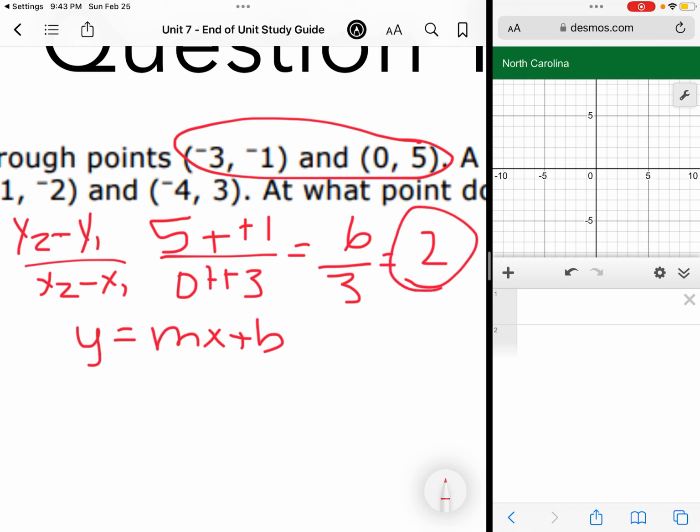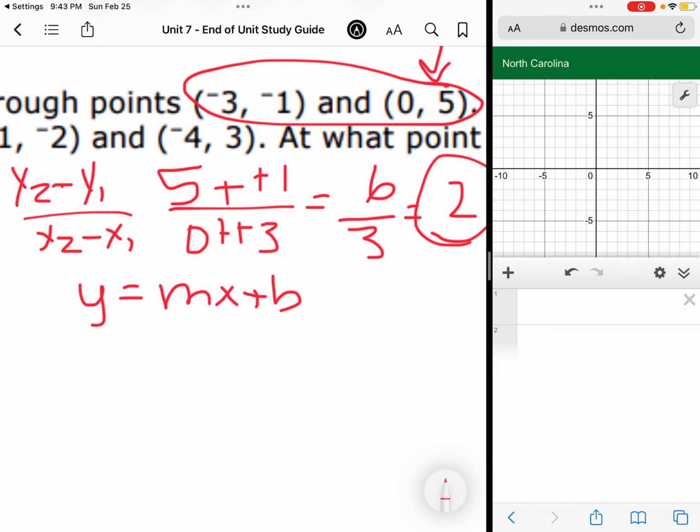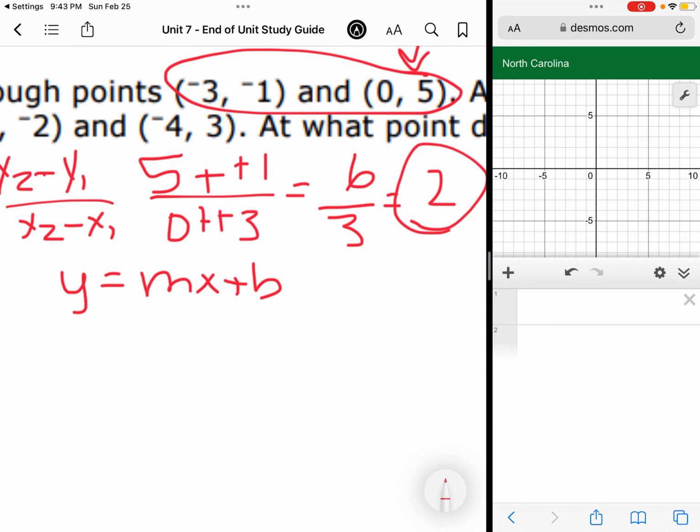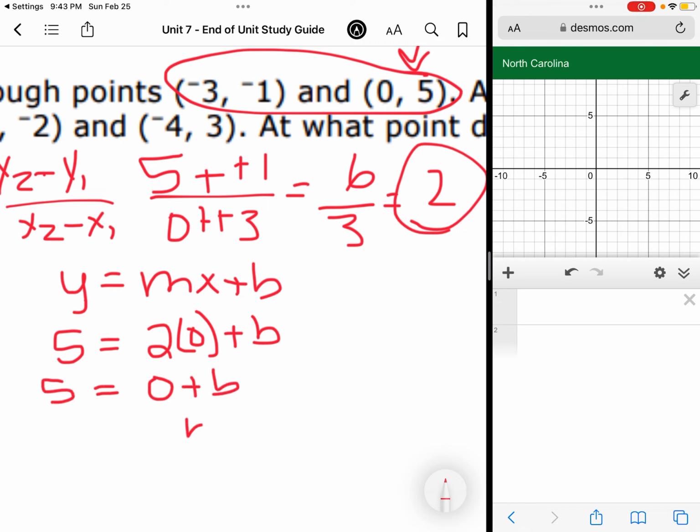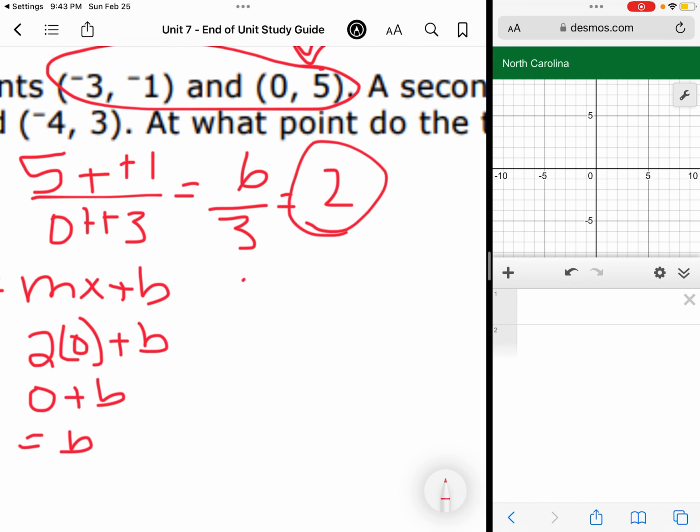So I'm going to choose one of these 2 points. I'm going to choose this one because it's positive, and I'm going to substitute everything in. So my x is 0, my y is 5. So 5 equals 2 times 0 plus b. So 5 equals 0 plus b, so b equals 5. So my first equation is y equals 2x plus 5.